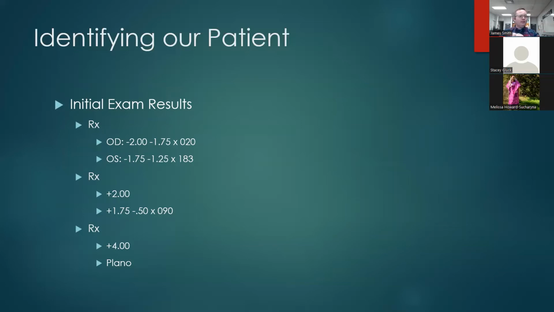Left eye is -1.75, -1.25, axis 183, okay? What would that tell you? Maybe somebody that has a little bit more experience, or even a new person, you want to try it. What would that prescription tell you right off the bat that you're going to have to prepare for this child? Please don't be shy. We want everybody to participate.